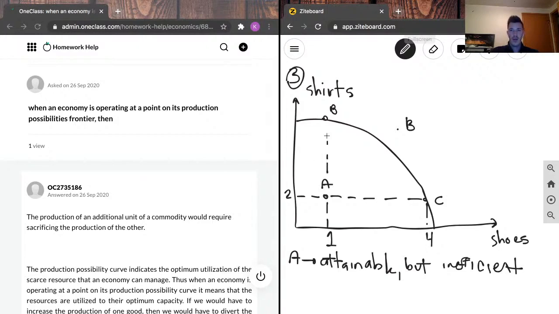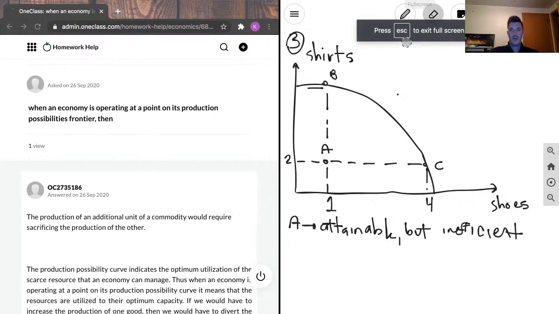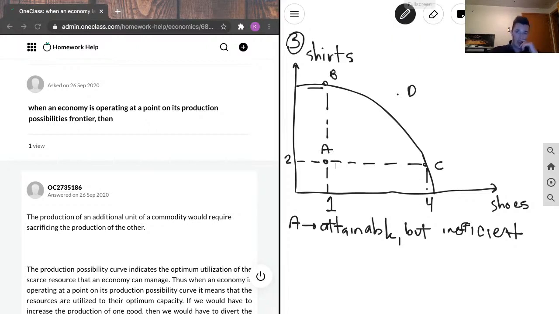Similarly, without giving up any pairs of shoes, if we move to point B here, just call this D. If we move to point B here, we can still have that same 1 pair of shoes, but we can instead have maybe 8 shirts. So anything inside this arc is going to be attainable, but inefficient. Points B and C here are the answer to the question, where we'd say these are Pareto optimal points or technically efficient. Or technically optimal, whatever.